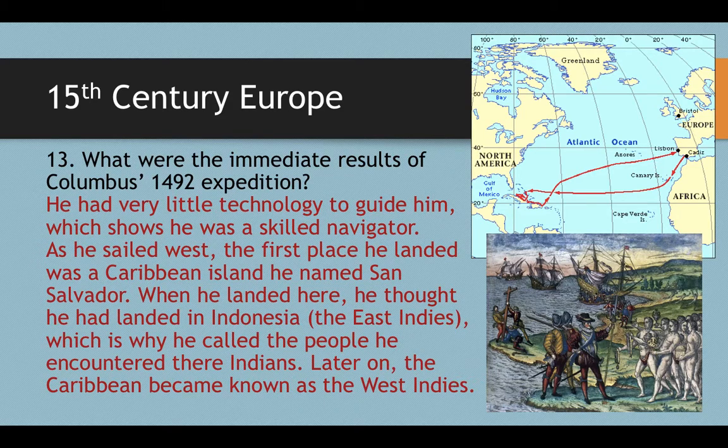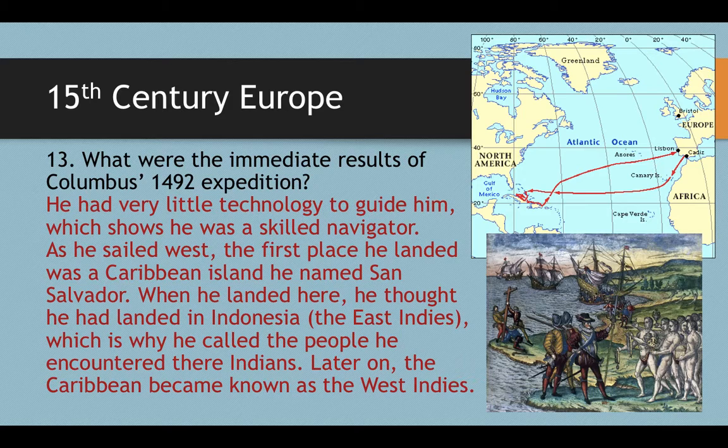So as he sailed west, the first place he landed was a Caribbean island that he named San Salvador. Okay, so that's right here on the map, San Salvador. Okay, so he did not land in the modern day United States. He landed in the Caribbean, but that's still part of the New World, so to speak. So San Salvador is what he named it, and when he landed there, he thought he had landed in Indonesia, okay, which are called the East Indies.